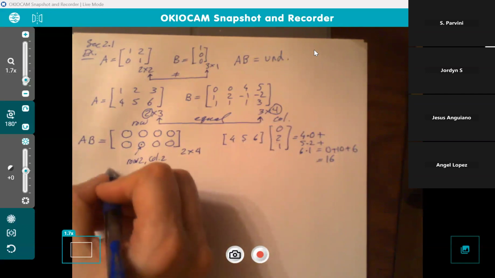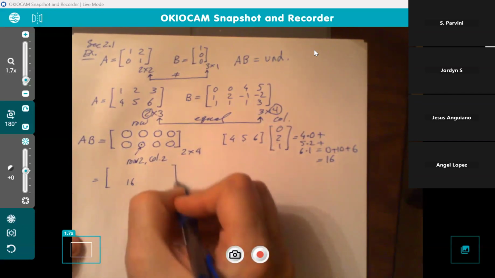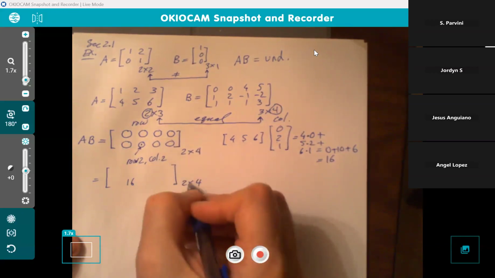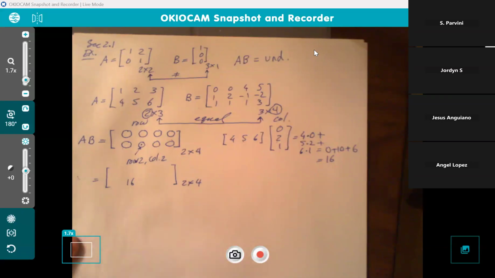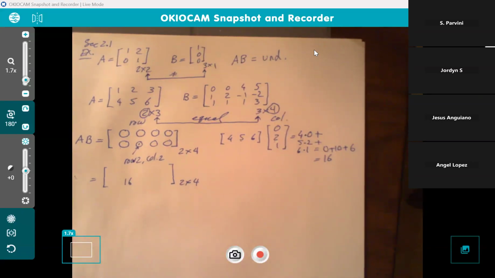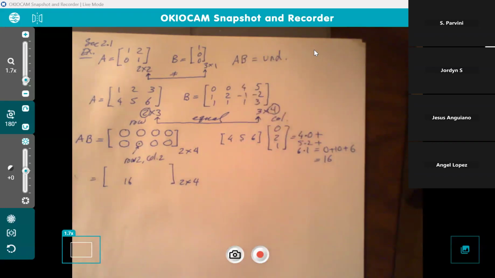So the element in that spot, in the second row, second column of the product matrix, is going to be 16. See how that works? But can you do it one more time, please? How you explained going from 4, 5, 6 to 0, 2, 1?